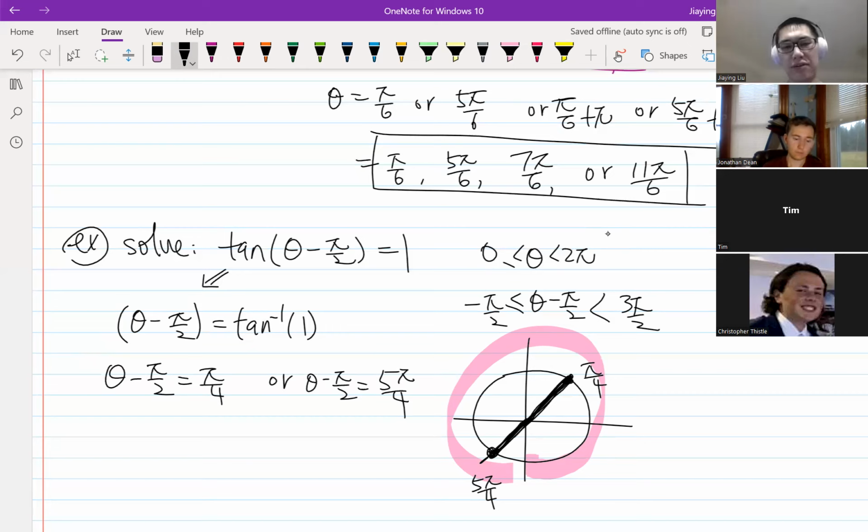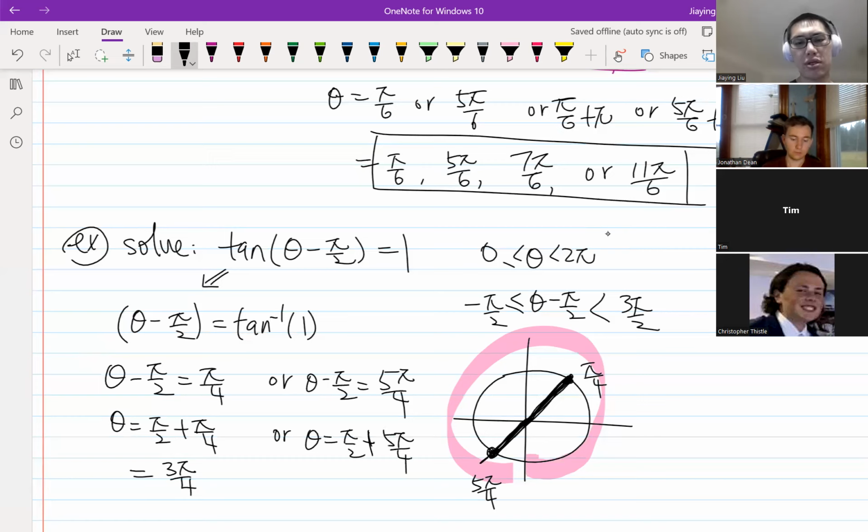So that's theta minus pi over 2, but we want to solve for theta, so we're going to add pi over 2 to both sides. So we get theta equals pi over 2 plus pi over 4. And that's going to give us 3 pi over 4 here. Or we can have theta equals pi over 2 plus 5 pi over 4. And that's going to be 7 pi over 4. So in the end, we get those two angles for theta.